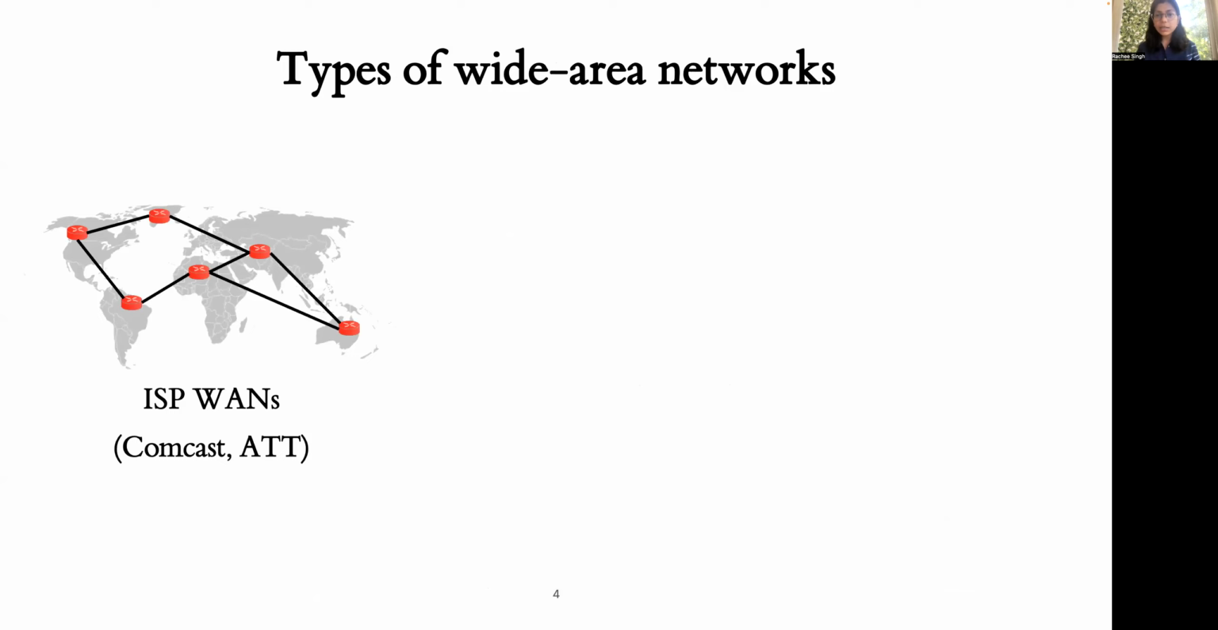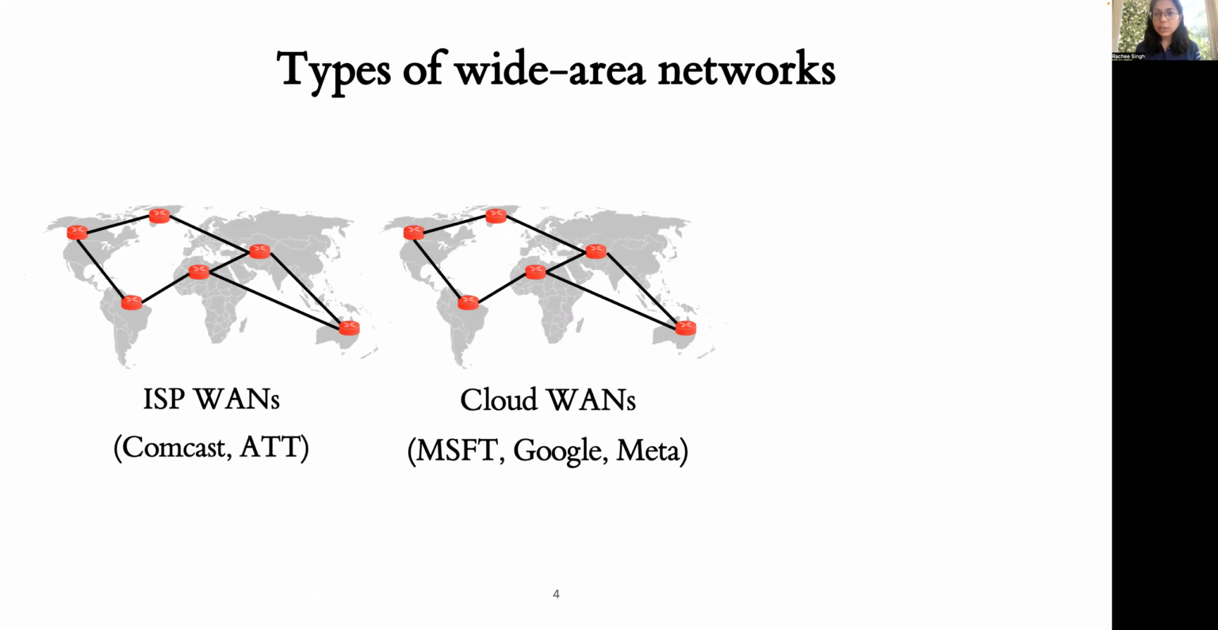The first category consists of ISP wide area networks. These networks are built and operated by internet service providers like Comcast and AT&T. The second category consists of cloud WANs that are built to provide dedicated connectivity between data centers of cloud providers.